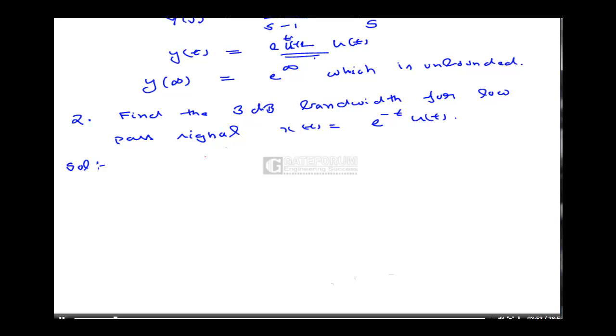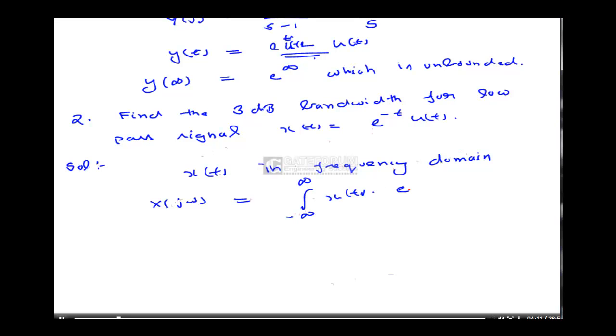So representing this x(t) in the frequency domain, this will be X(j omega) equal to the integral from minus infinity to infinity of x(t) e to the power minus j omega t dt. Solving this, integral from 0 to infinity of e to the power minus t e to the power minus j omega t dt. We are just finding the Fourier transform. If we remember the Fourier transform of this, we can directly write this expression. That is equal to 1 by (j omega plus 1).